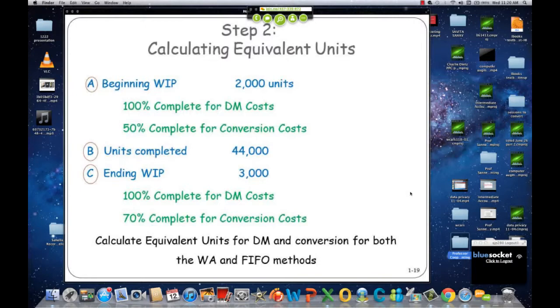Okay, here we go. We know the beginning work in process was 2,000 units, 100% completed for direct materials because they were done at the beginning of that process last month, and 50% completed for conversion costs because we were halfway through the process. We know we completed 44,000 units this period, and we know our ending WIP is 3,000. So which of the four numbers don't we have?